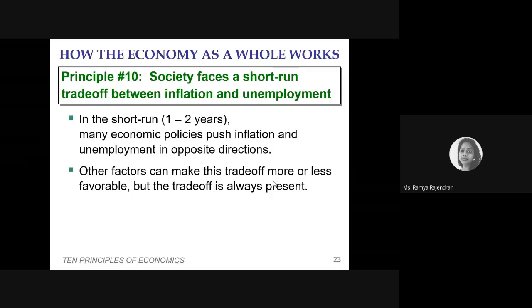Okay, the last principle, 10, is society faces a short run trade off between inflation and unemployment. So, always there is a trade off between inflation and unemployment. When the inflation increases, unemployment decreases. It only happens for a short period of time. But over a period of time, things change.